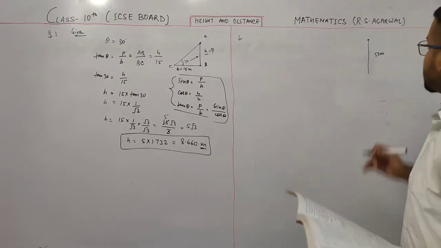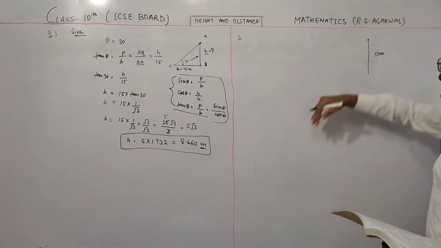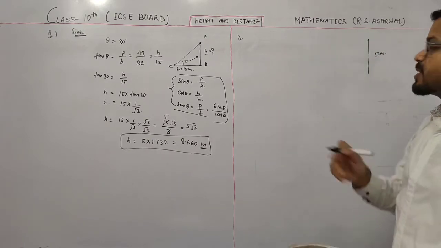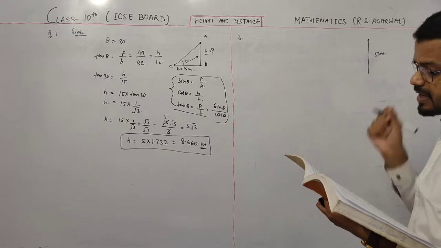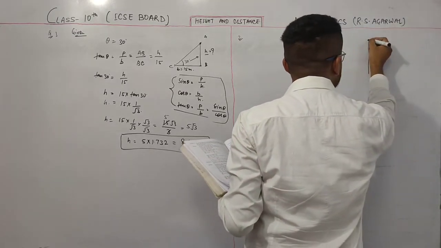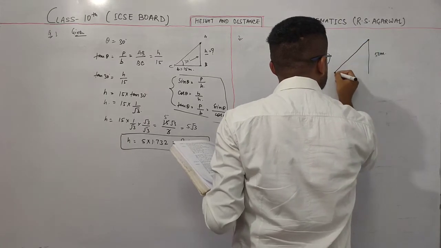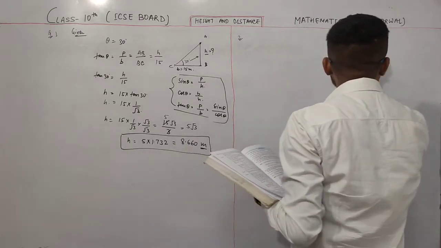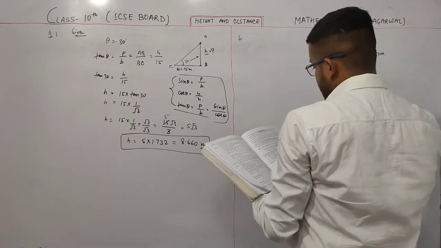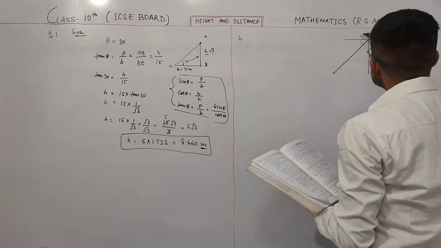The angle of depression, when we look down, the angle made by the horizontal and line of sight is angle of depression. So here angle of depression of a boy is given as 30 degree. So from here, this is the boy, and angle of depression is given 30 degree.